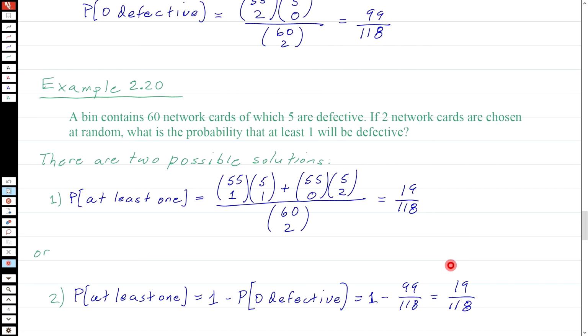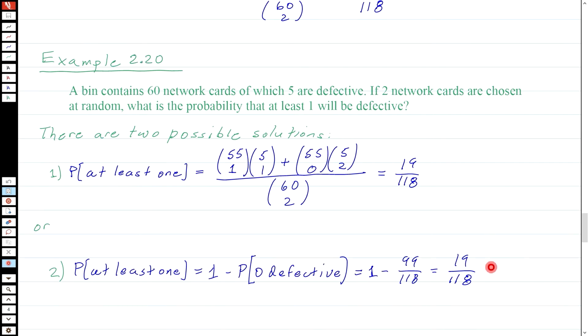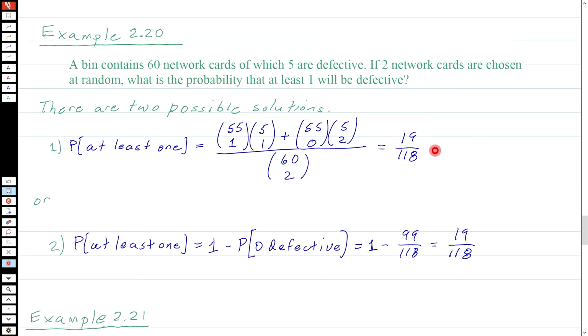And as I mentioned, the other approach is to take the probability of at least 1 as 1 minus the probability of none, which we saw the probability of none up here is 99 over 118, so 1 minus 99 over 118 is 19 over 118, as we had right here.